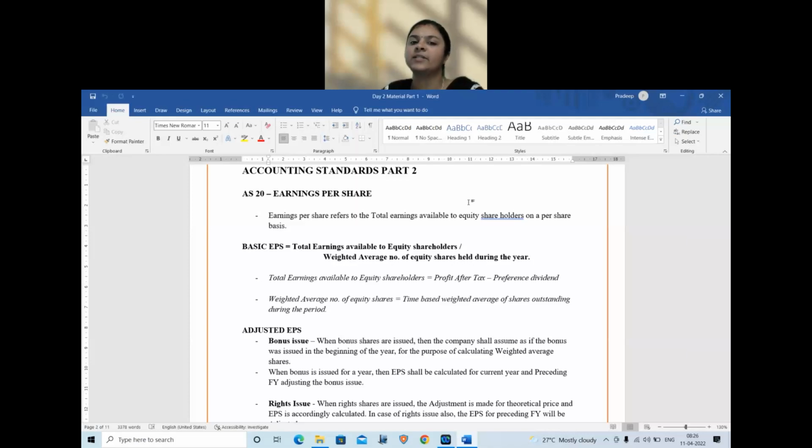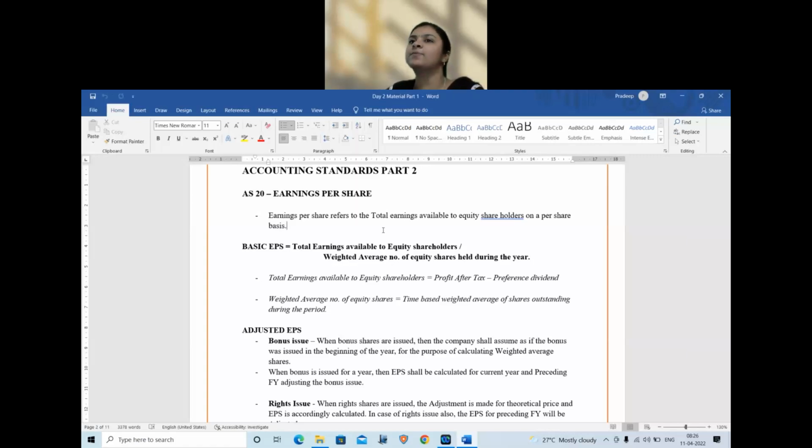Now, what is earnings per share? It refers to the total earnings available for the equity shareholders calculated on a per share basis. So total earnings to the equity shareholders per share is what is earnings per share.